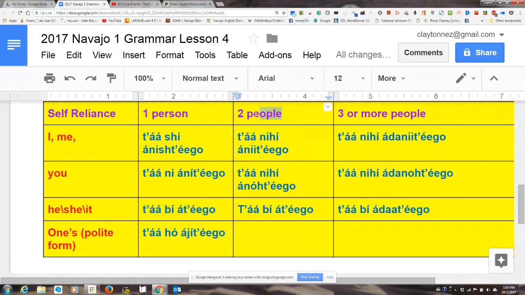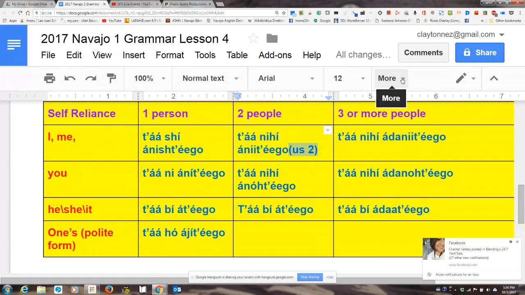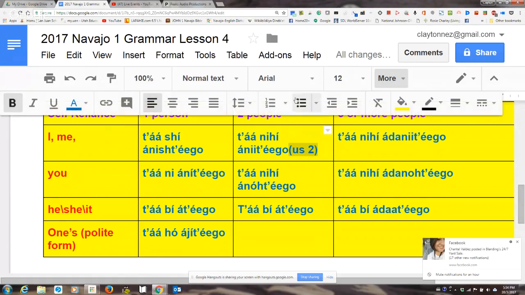This time we're just talking about two people, not one person, not 3, 4, 5, just two people. When we apply the two, we say us two. That's what we mean by that. Let me just put that here in red. Us two. So it'll be right here, in red.